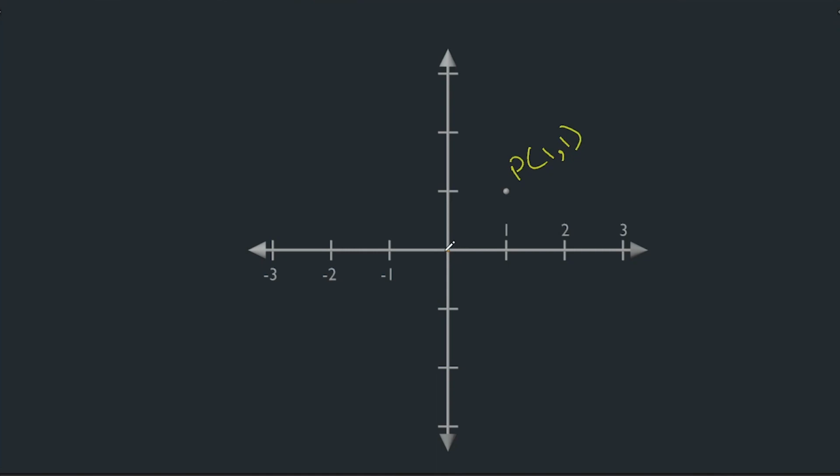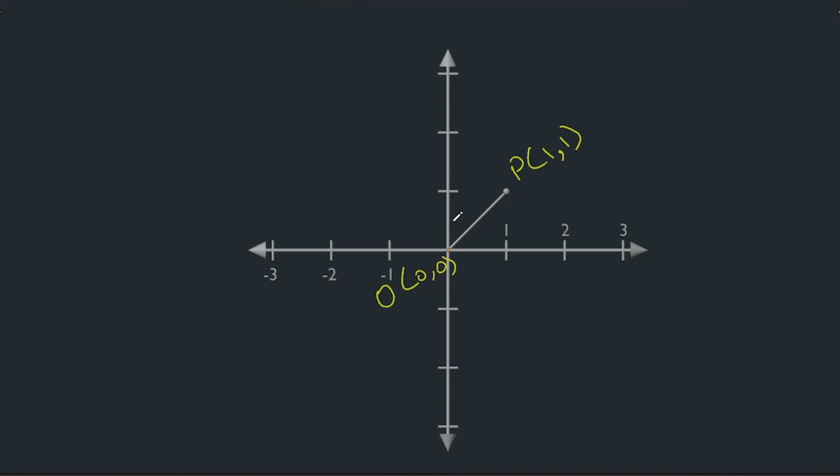So the origin definitely cuts at 0, 0. So the origin has the coordinates 0, 0. We can say that origin is O. Now we have to join the point with the origin. So draw a line from the origin to the point P.